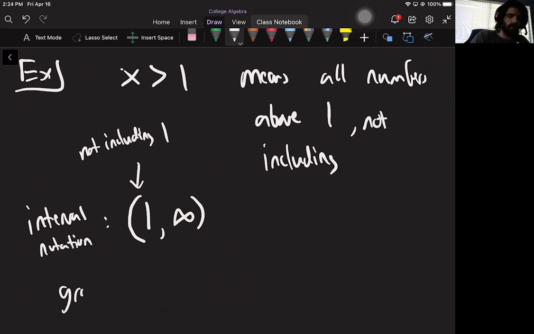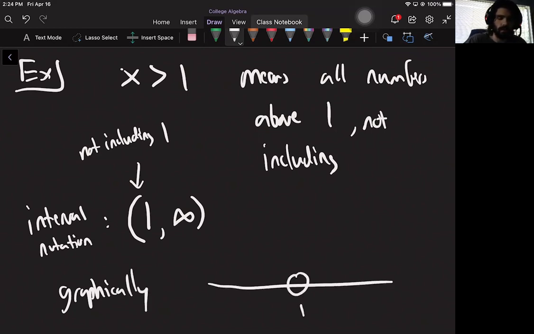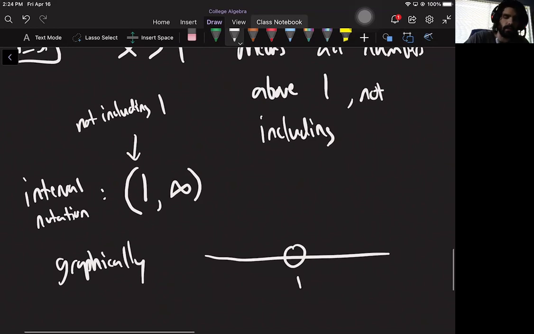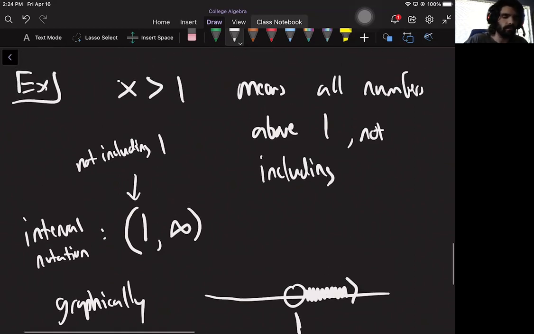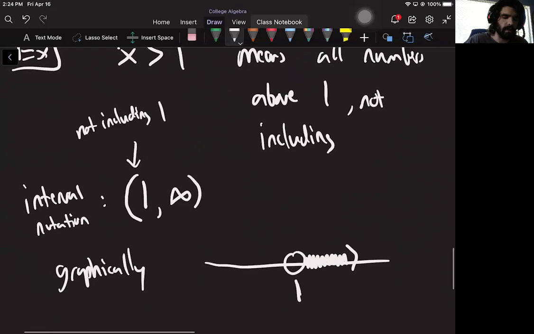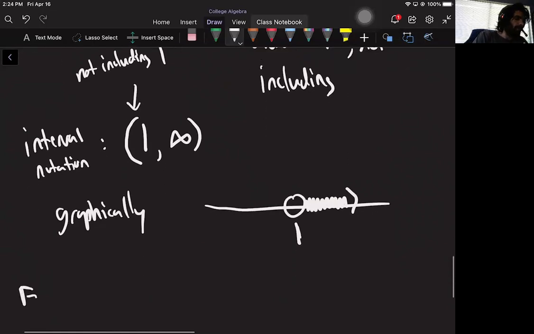And then graphically, what we do differently is we don't bubble in 1. We leave it as an open bubble, an open circle. And then we still shade to the right because we're looking for all the numbers above 1. So with that in mind, you might be able to guess what this means.